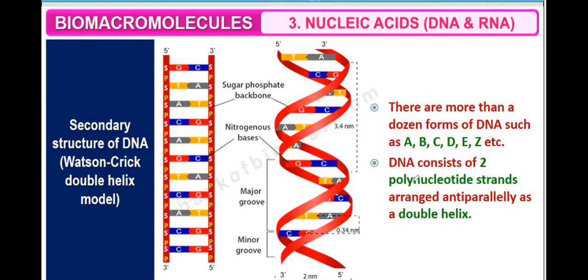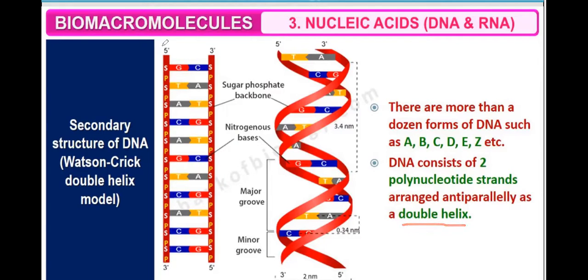DNA consists of two polynucleotide strands. This is one strand, and this is the second strand. The polynucleotide strands are arranged anti-parallel as a double helix.